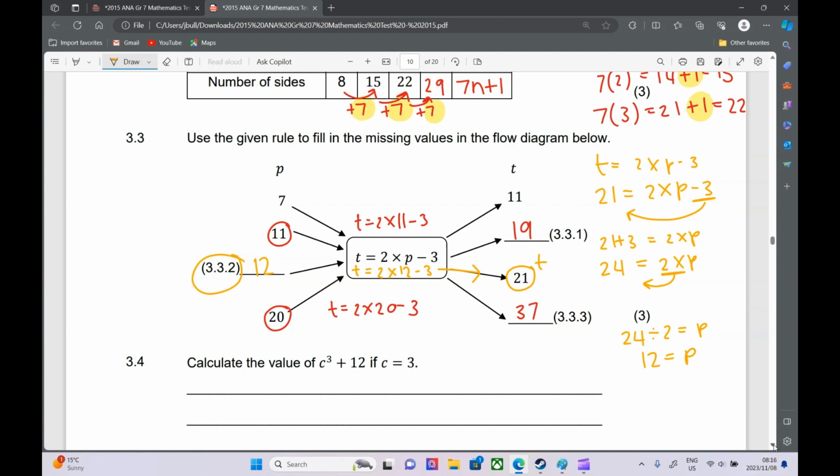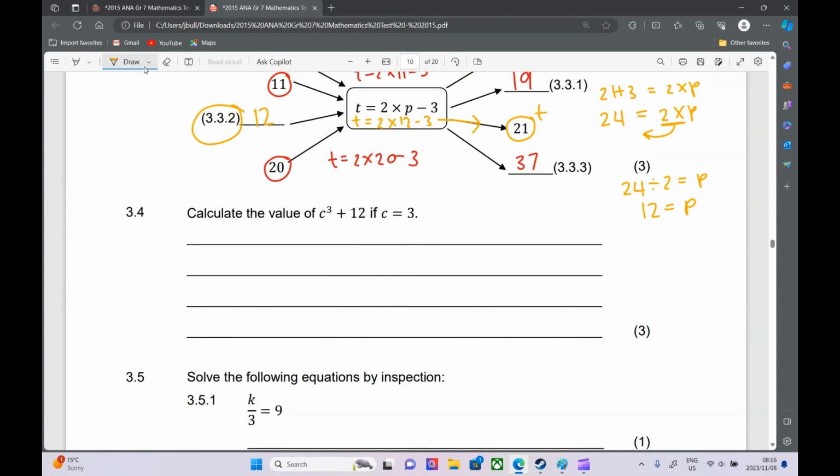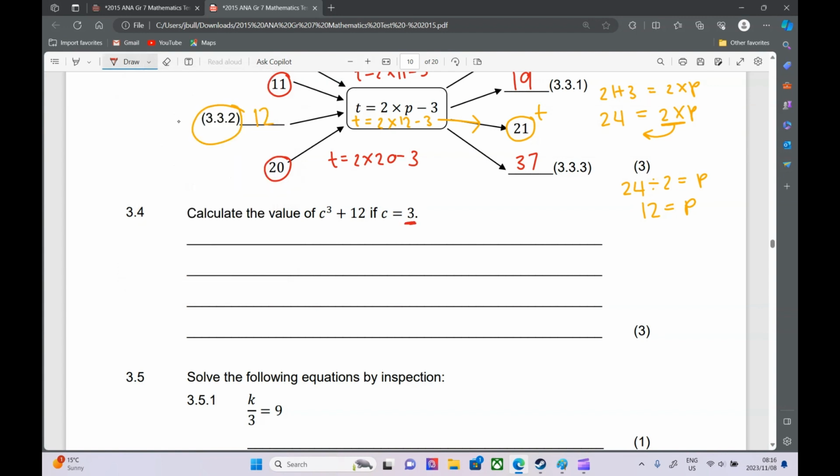Okay, let's see. Calculate the value of C^3 plus 12 if C is equal to 3. In a question like this, all they want you to do is wherever there's C, you are going to put 3 instead. So let's write the expression C^3 plus 12. Wherever there's C, we are going to put 3. So we're going to say 3^3 plus 12.